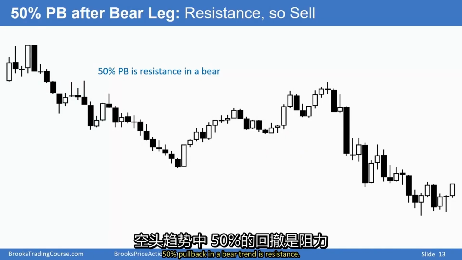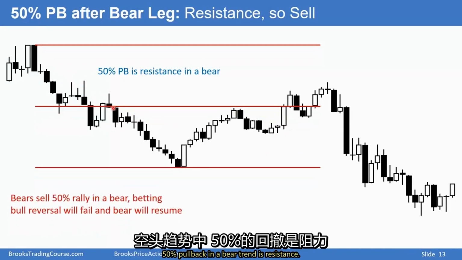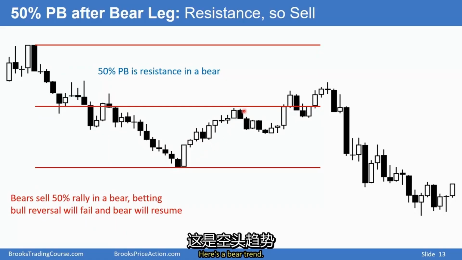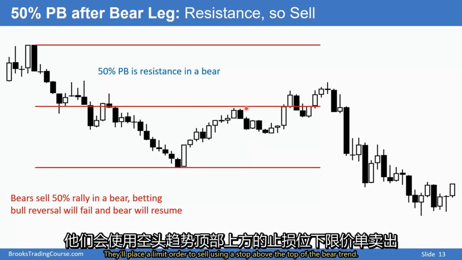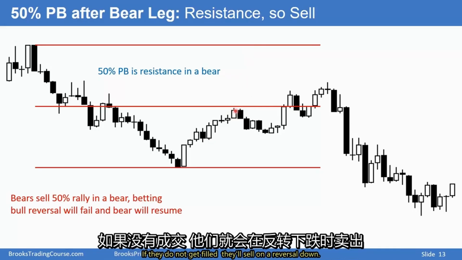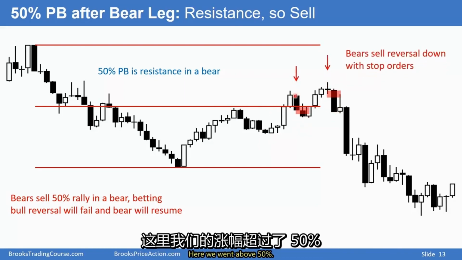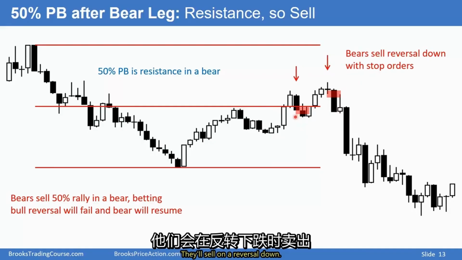50% pullback in a bear trend is resistance. Here's a bear trend. This is 50%. Bears will sell a 50% rally. They'll place a limit order to sell, using a stop above the top of the bear trend. If they do not get filled, they'll sell on a reversal down. Here we went above 50%, they'll sell on a reversal down.